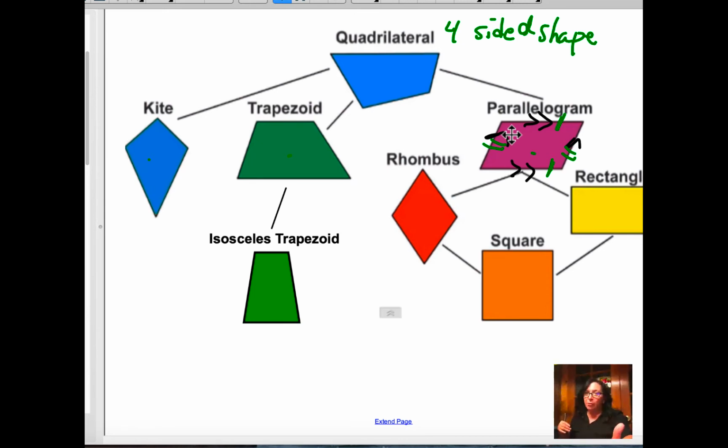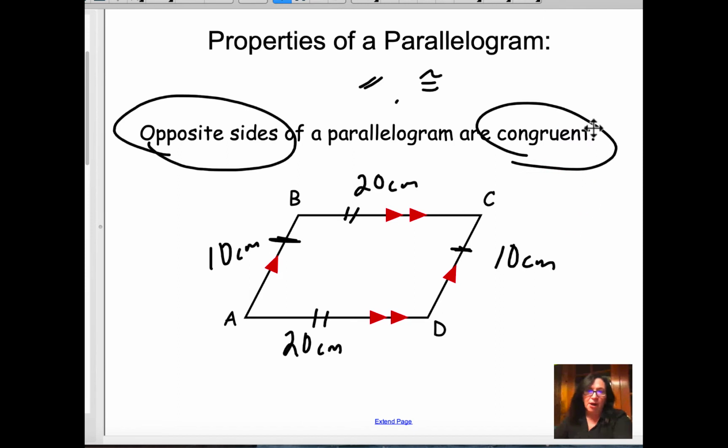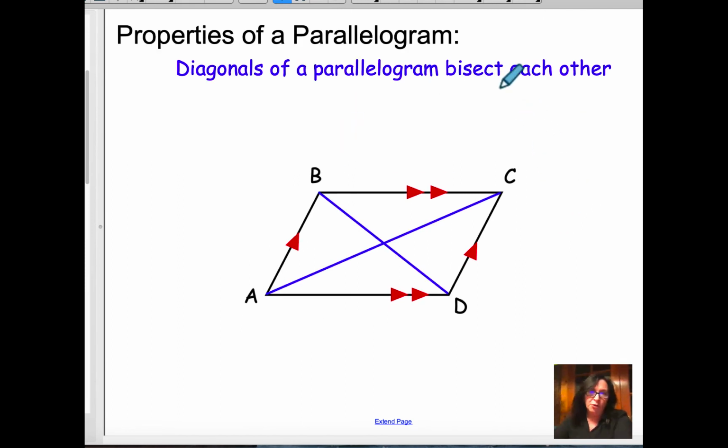So what that means is a rhombus has all the attributes that a parallelogram has. So when you think of a rhombus, it's already got both opposite sides congruent, and it already has both pairs of opposite sides parallel. Same with a rectangle. Both pairs of opposite sides are parallel, right? And both pairs of opposite sides are congruent. Now, it doesn't mean that they're congruent all the way around, but it means both pairs of opposite sides are congruent, okay? We've got opposite sides congruent.